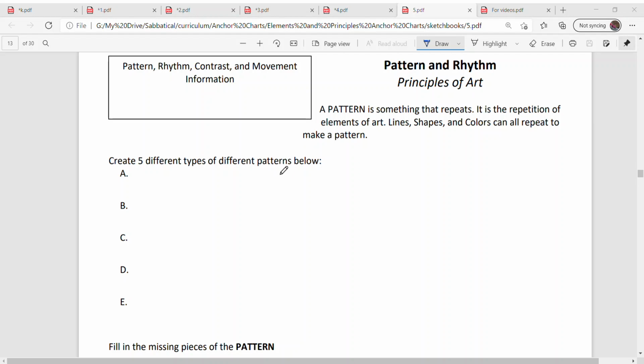Going to talk about pattern and rhythm of movement on this page. Pattern, rhythm, and movement are principles of art, so they use the elements of art. A pattern is something that repeats. It is the repetition of elements of art. Lines, shapes, and colors can all repeat to make a pattern. In this section, I want you to draw for me 5 different types of patterns below.